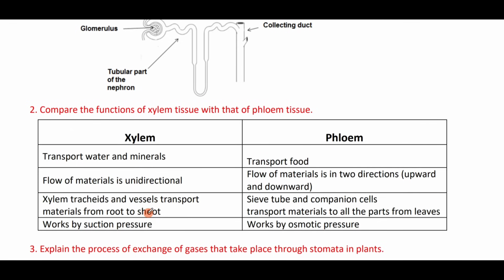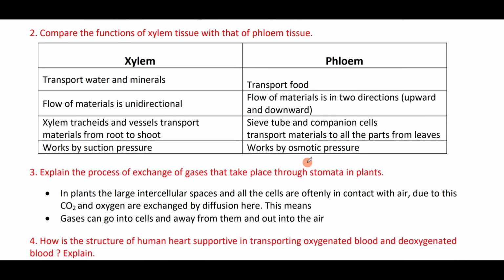Difference between xylem and phloem. Xylem helps in transport of water and minerals. Phloem helps in transport of food. In xylem, the flow of material is unidirectional, only one direction. In phloem, the flow of food is in two directions, that is upward and downward. In xylem, tracheids and vessels transport materials from root to shoot. In phloem, sieve tubes and companion cells transport materials from leaves to all the parts. Xylem works by suction pressure, phloem works by osmotic pressure.